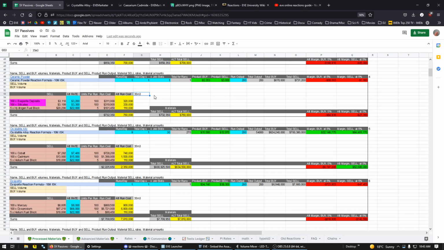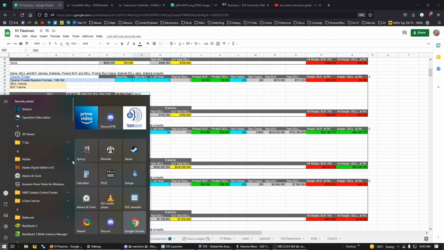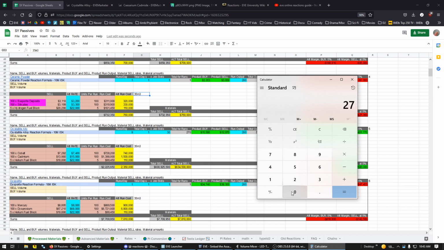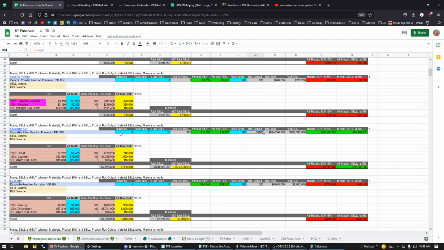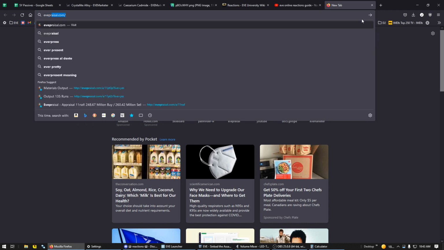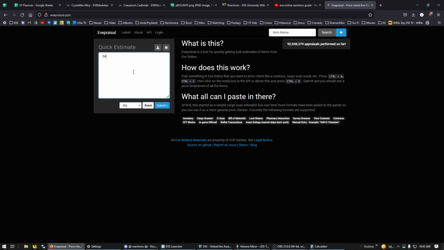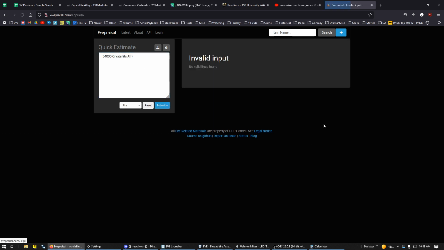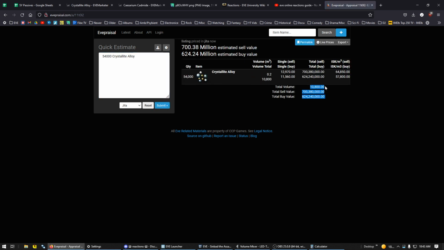So let's say we've got 270 runs a day times 35 meters cubed. Let's open up our calculator. 270 times 35 equals, so I can bring that in on a blockade runner. Then our product, 54,000 crystallite alloy, is going to be a little bit bigger. Okay, so not too bad.